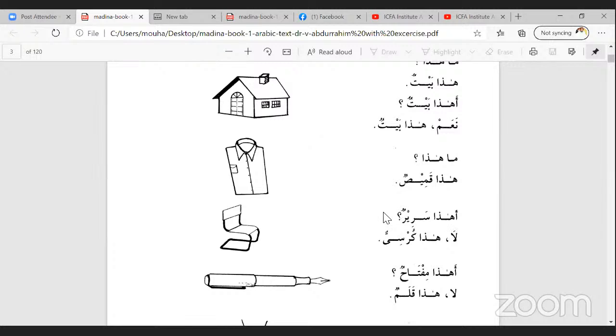Ahadha sarirun? Is this a chair, a bed? Ahadha sarirun? Is this a bed? Now you have a new word here. La, no. Hadha kursiyun. This is a chair.